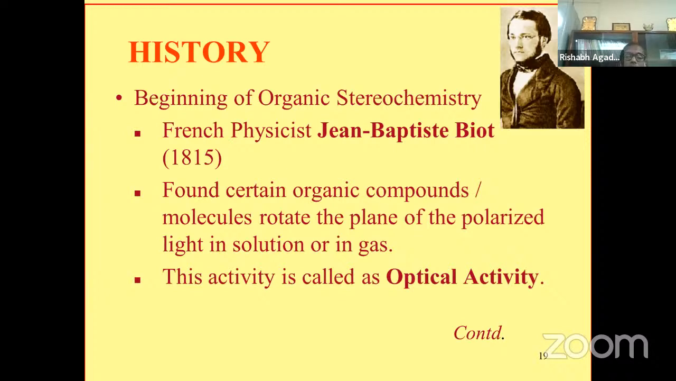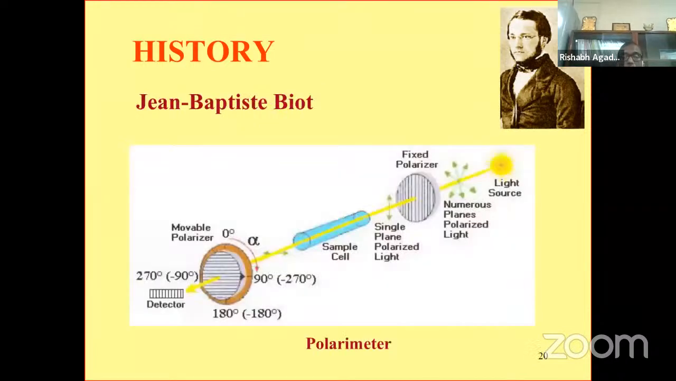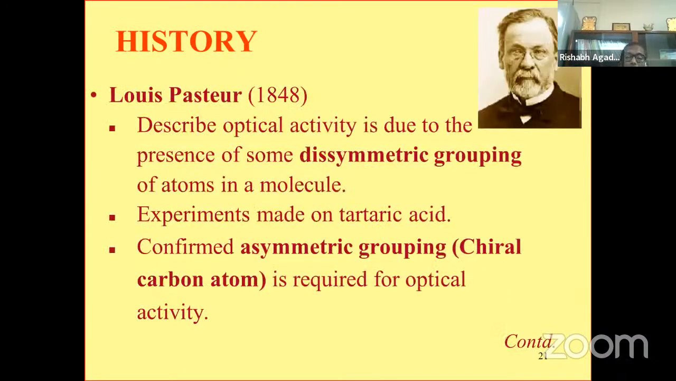Long back in history, the French physicist Jean-Baptiste Biot started the beginning of organic stereochemistry and found that certain organic compound molecules rotate plane polarized light. This activity is called optical activity, as you are aware. These are the basics. Then he proposed the polarimeter and carried out that experiment. And Louis Pasteur, long back in 1848, described that optical activity is due to the presence of a dissymmetric grouping of atoms in the molecule. He experimented on tartaric acid, the very first molecule, and confirmed that the asymmetric grouping or chiral carbon atom is required for optical activity.